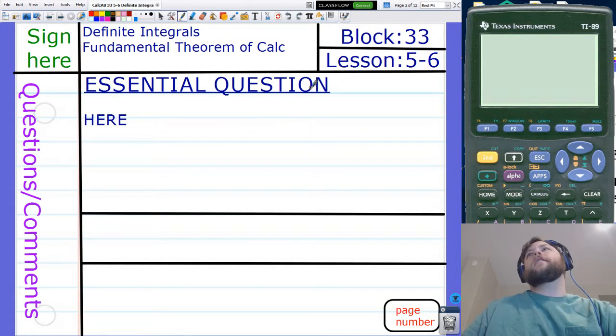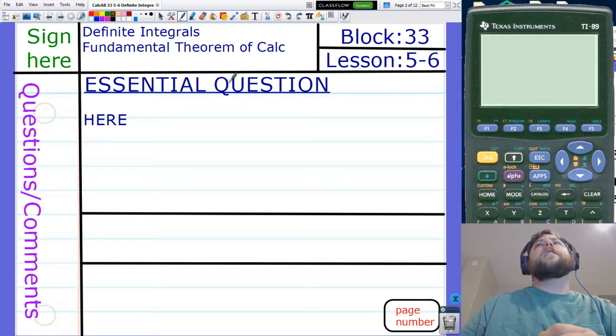Welcome, Calculus AB. This is lesson 5-6, definite integrals and the fundamental theorem of calculus.